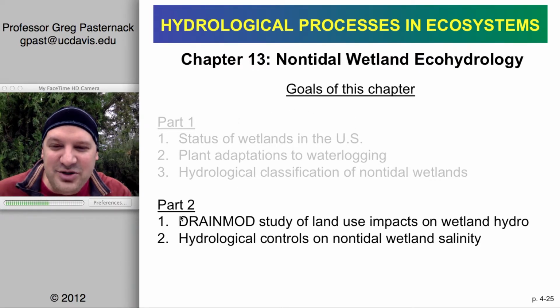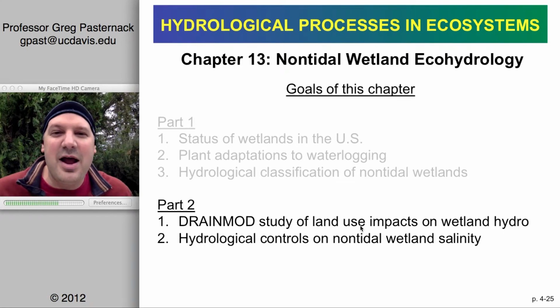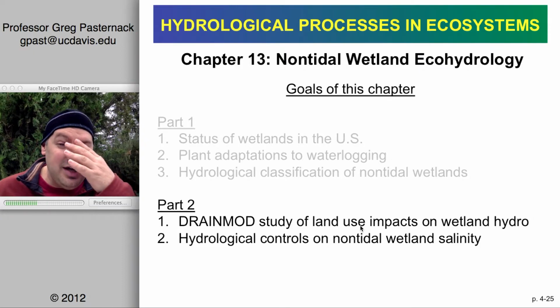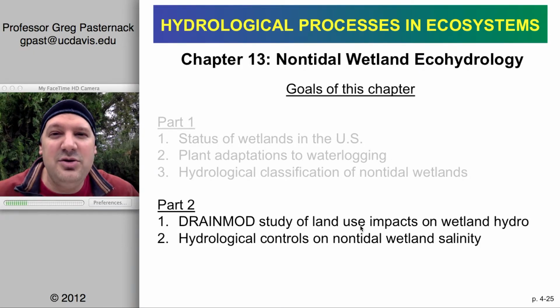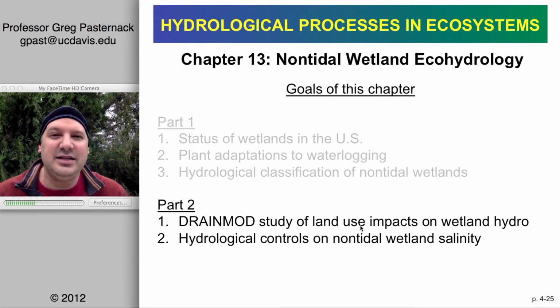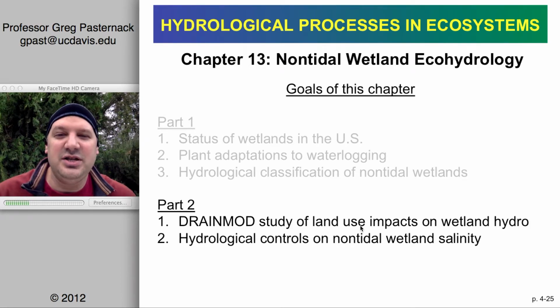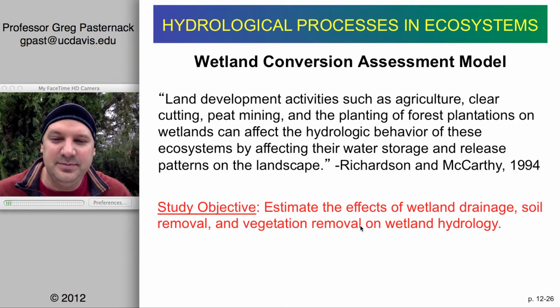So for part 2, I'm going to show you a use from DRAINMOD. DRAINMOD is a model that we can use to model wetland hydrology, and I'm going to show you how that can be used to assess the impacts of different land uses. And then I'm also going to be showing you a human health related study of the use of hydrology to understand wetlands and health impacts.